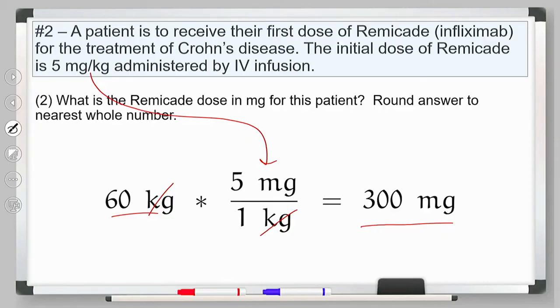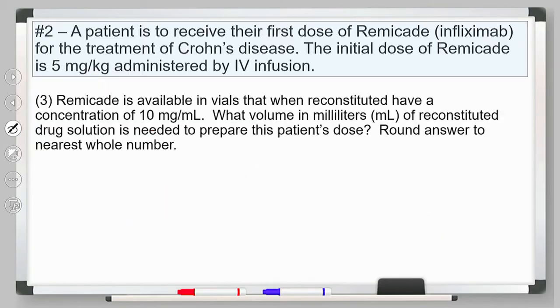But now with IVs, we need to turn this into a product that we can then actually infuse and administer. So where do we have to go from the total dose? The next question says, the Remicade, the drug, is available in an IV vial that contains 10 milligrams per mil. So what volume, now that you know the dose, tell me the volume of this additive that I need to add to my IV bag to provide my dose.